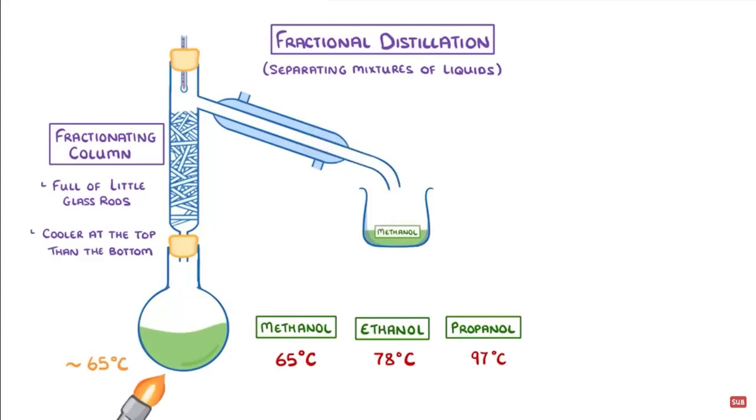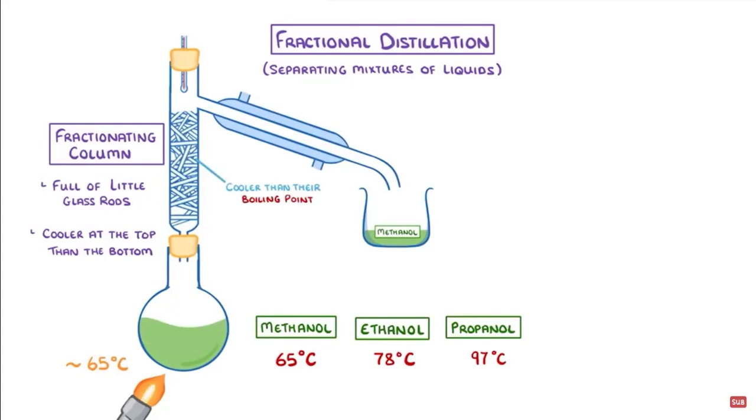However, just by chance, some of the ethanol and maybe even propanol would also evaporate. But as they rise up the fractionating column and come into contact with all of those glass rods, which are much cooler than their boiling point, they'd condense back into liquid form and fall back into the flask. This means that the only liquid that will get out the other side will be pure methanol.